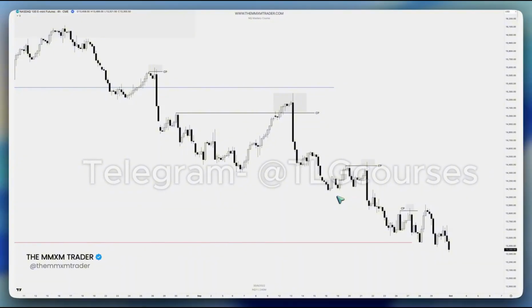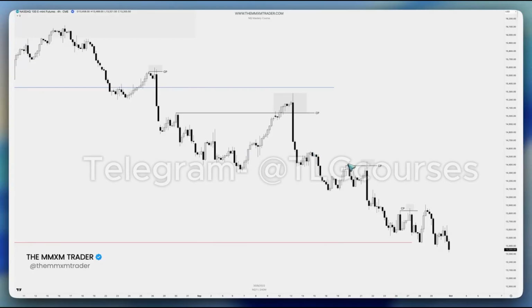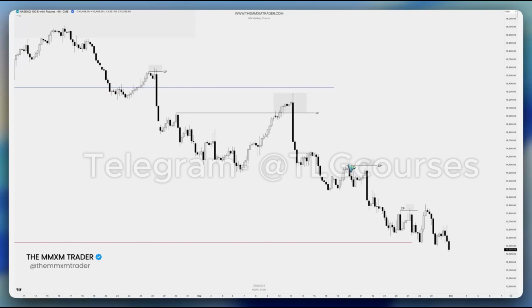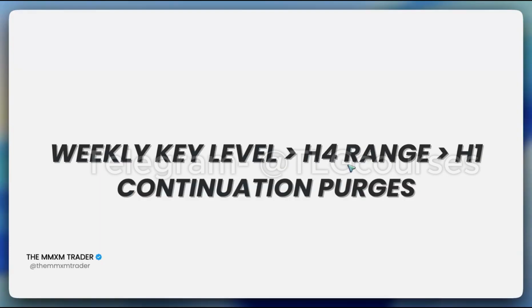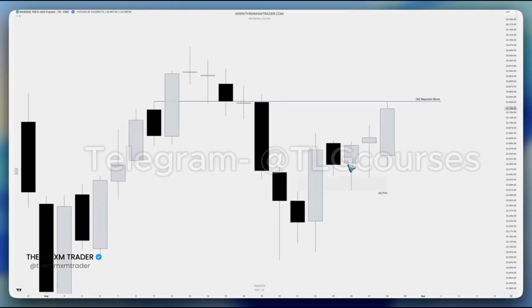Notice how we're blending a lot of the lessons together, including how we use the dealing ranges with a range within a range. Now when you use it with this time frame alignment, it becomes very interesting how high probability your trades are going to be. Okay, let's look at the weekly key level, 4-hour range, and 1-hour continuation purges.